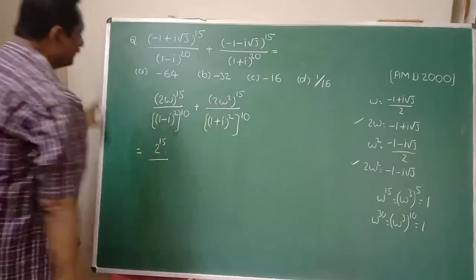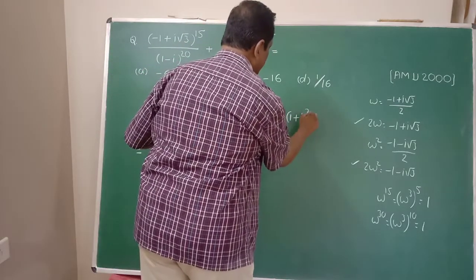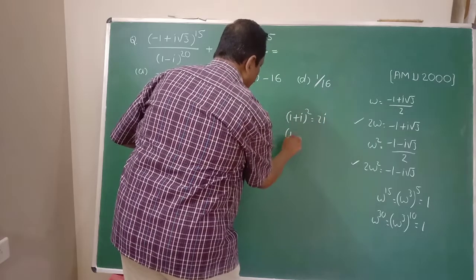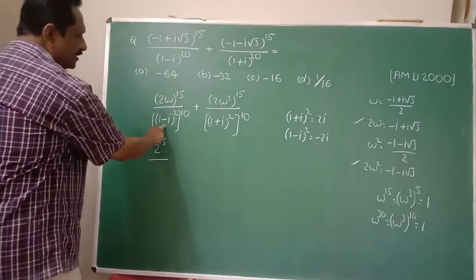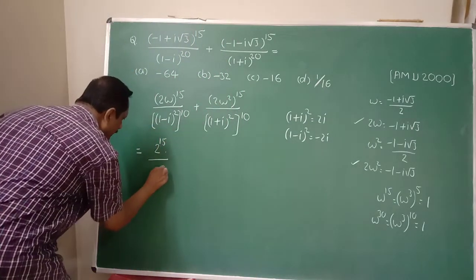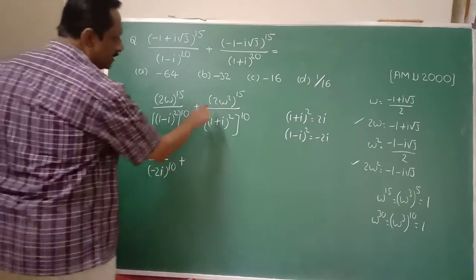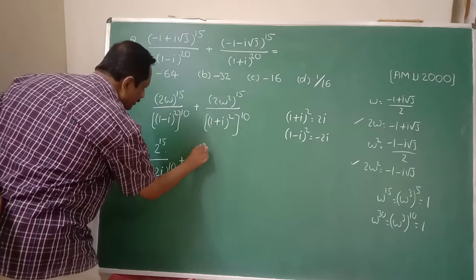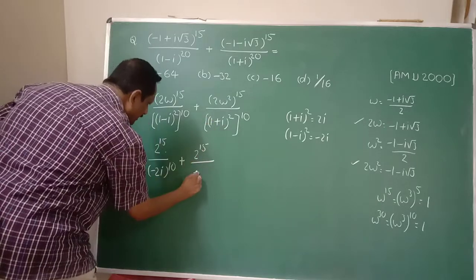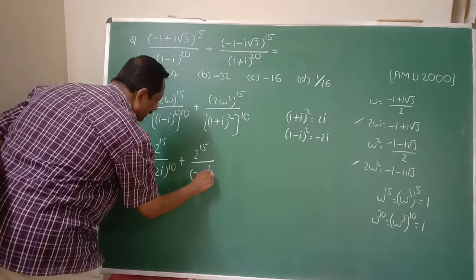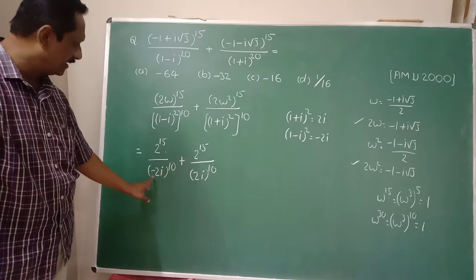And in the denominator, 1 minus i whole square. There is a formula: 1 plus i whole square is 2i and 1 minus i whole square is minus 2i. So (1 minus i) whole square is minus 2i, raised to 10. Then plus 2 raised to 15 divided by (2i) raised to 10. Since 10 is an even number, the minus becomes a plus.